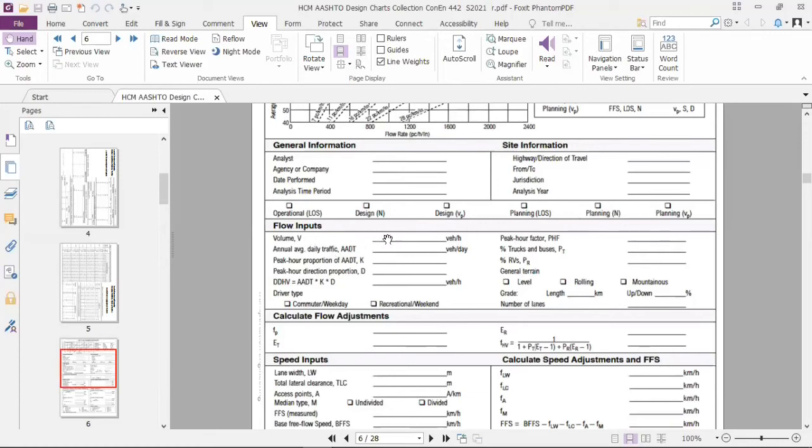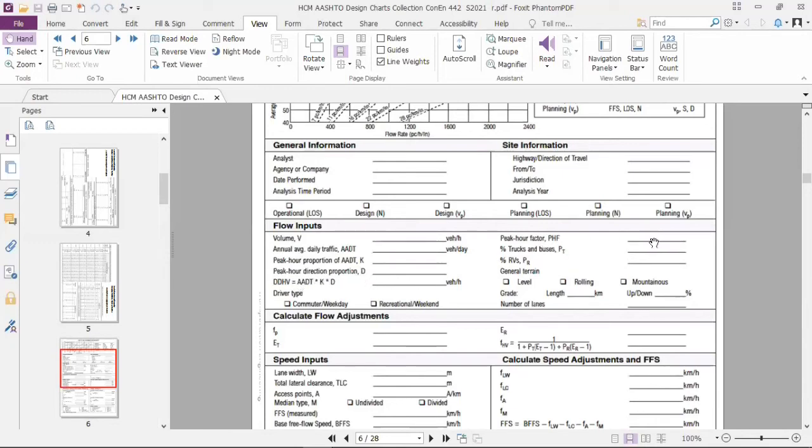Here's the input. You define the input, the volume, the annual average daily volume. If you are designing, then we are going to use the average annual daily traffic volume, tamam? The peak hour factor, the K, the D. Then you have the DDHV, the directional design hourly volume. Okay, we calculate it here.